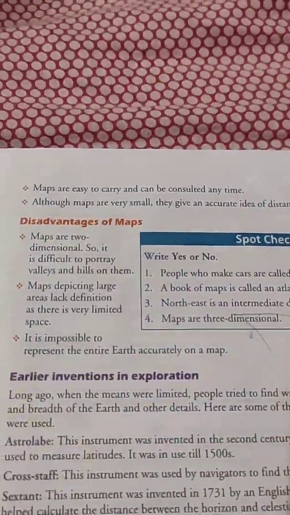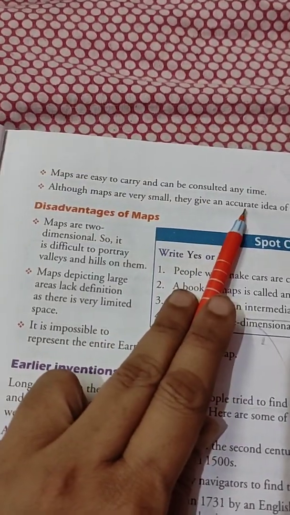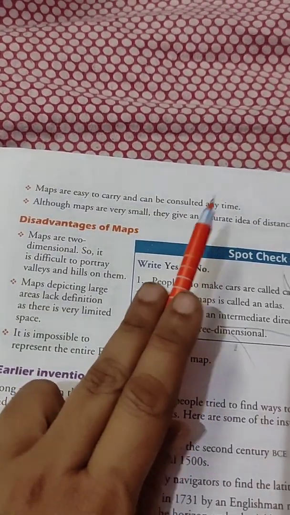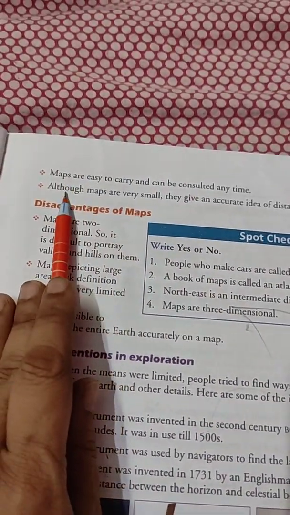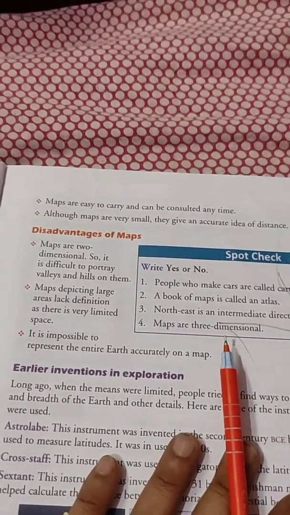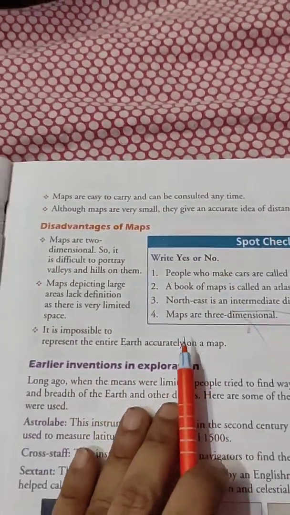Then the 5th point is, maps are easy to carry because it is made of paper. It is on the paper, so it is easy to carry and can be consulted anytime. It means whenever you want, you can take it out and consult it. Although maps are very small, they give an accurate idea of distance also. I told you the scales of the map. So they give you an accurate idea of distance also.